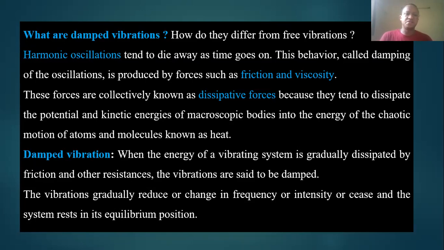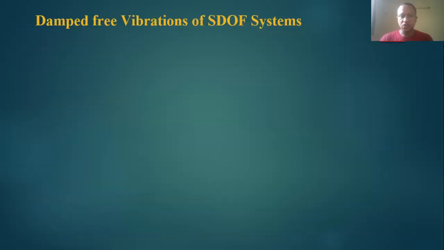So damped vibration means when the energy of a vibrating system is gradually dissipated by friction and other resistance, the vibrations are said to be damped. The vibrations gradually reduce, or change in frequency or intensity, or cease as the system rests in its equilibrium position. So, damped free vibration of single degree of freedom system.